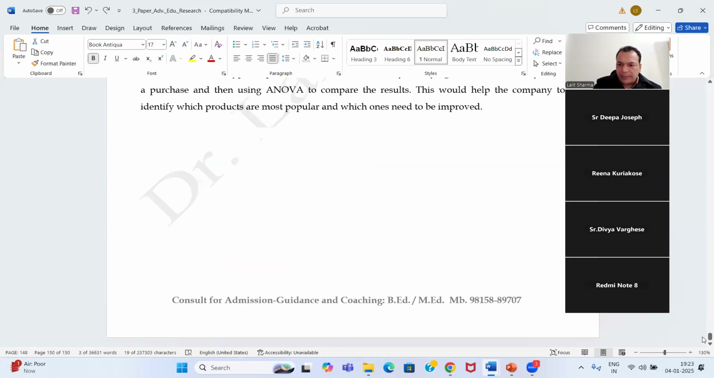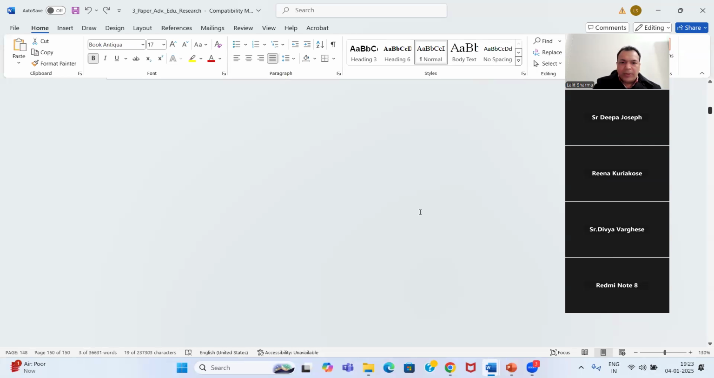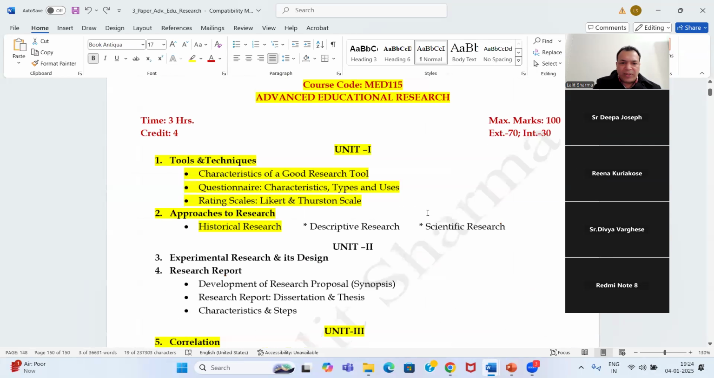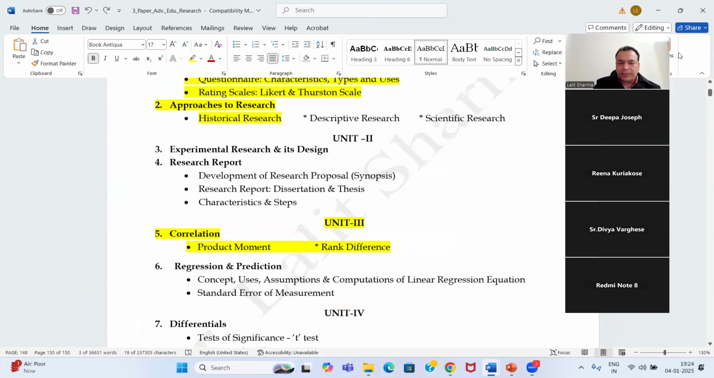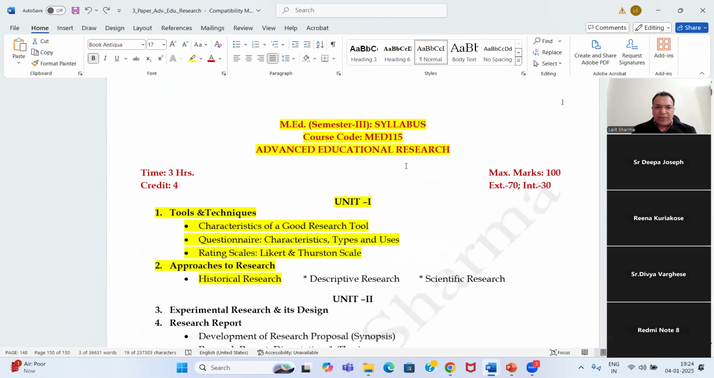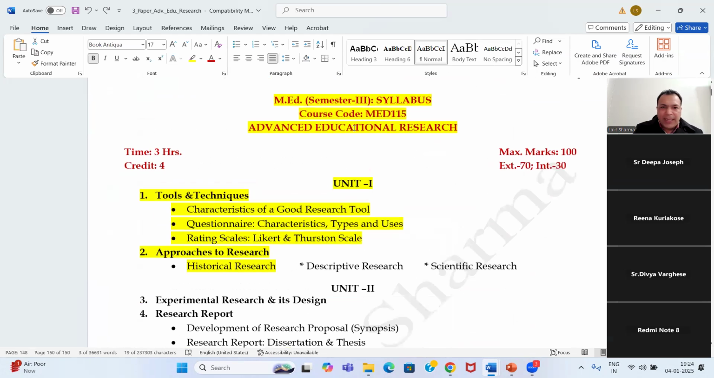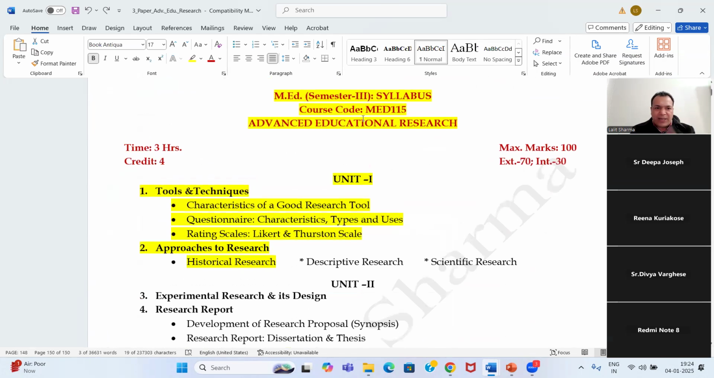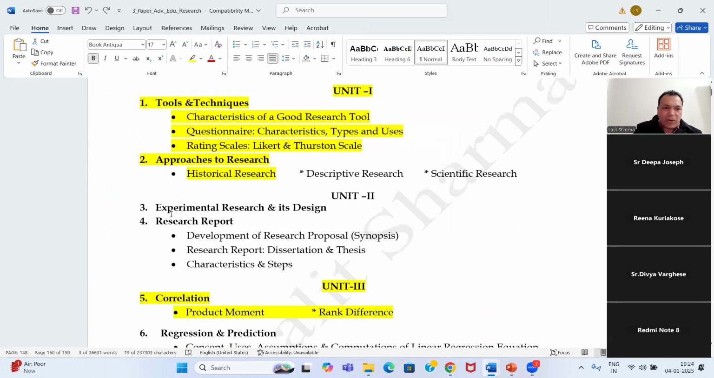So we come here. Okay, on the very first one, yes, this one. Guys, now we have come back to our syllabus, right? The yellow part we have discussed in part 1. We have already discussed the historical, descriptive, scientific, we are already done, right?